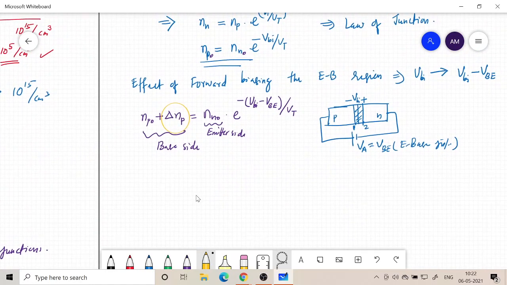That's what we are looking at, and it is related to the potential between those 2 points. Which are the 2 points? One point is just on the left side of the depletion region of the emitter-base junction, that is this NN0 at point 1. Okay, so this is at point 1 and this is at point 2, which is just on the right side, that is just in the base region.